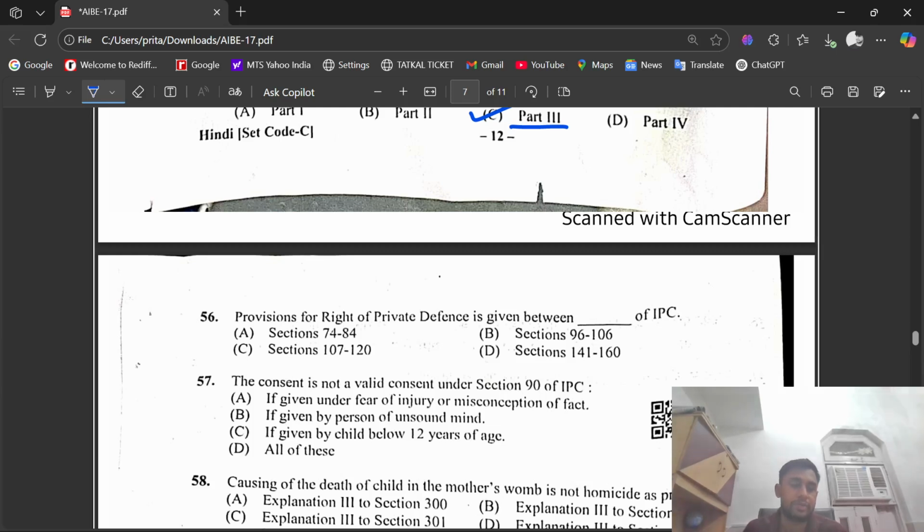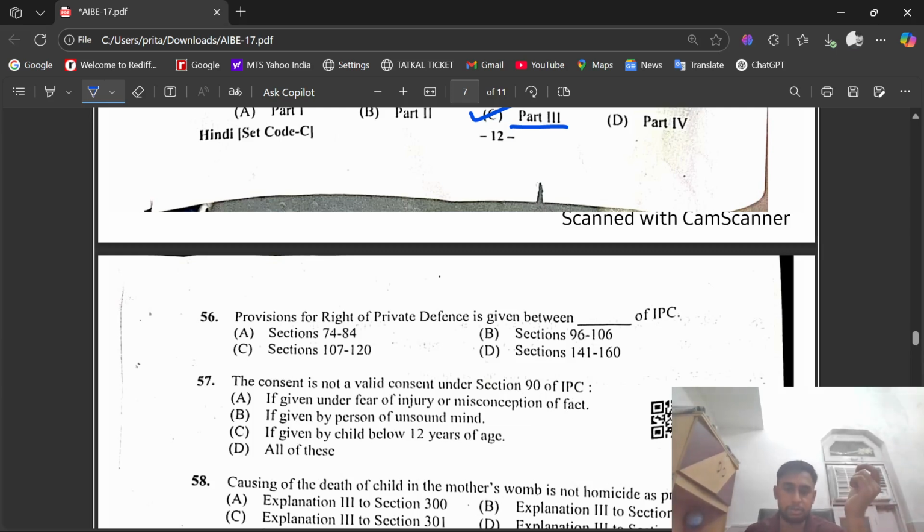Question number 56. Provision for right of private defense is given between dash of IPC. Option A, section 74 to 84. Option B, section 96 to 106. Option C, section 107 to 120. And option D, 141 to 160.